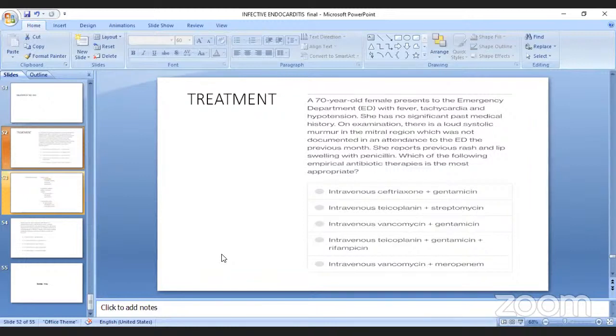The first thing that you can get in the question is that she is not giving any history of prosthetic valve. Is there any history of prosthetic valve? No, I can't see. She has no significant past history. So I am sure about one thing, that gentamicin and rifampicin are out. The other thing is she reports previous rash and lip swelling with penicillin. So I know penicillin antibiotics should not be given. Okay, we have an answer. Yashika says it's C.